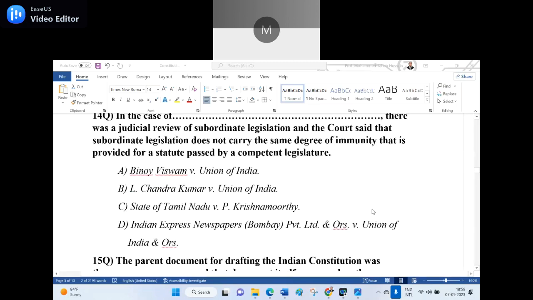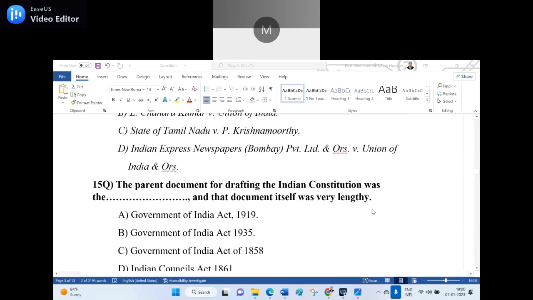Which one is the right answer? L. Chandrakumar versus Union of India. Wrong? Voice is breaking, sir. Sir, option D, Indian Express Newspaper. Option D is the right answer: Indian Express Newspaper (Bombay) Private Limited and others versus Union of India and others. This is the right answer for the explanation of the 14th question. Now the 15th question.